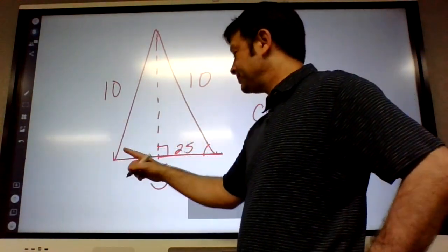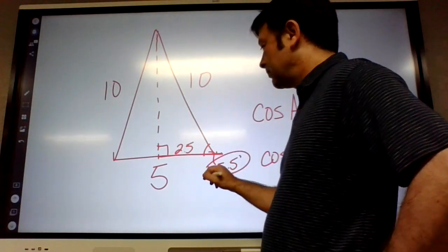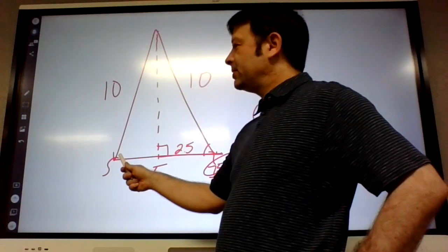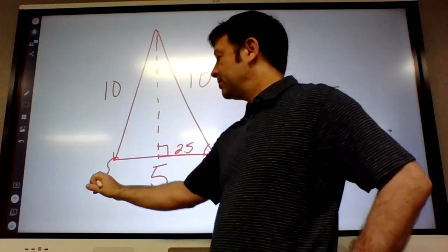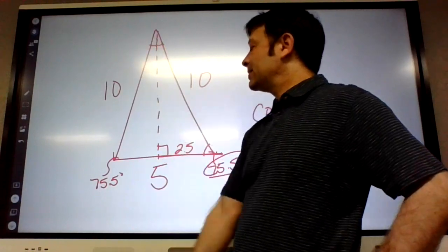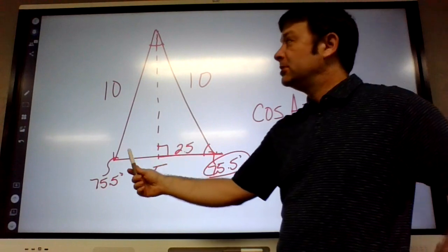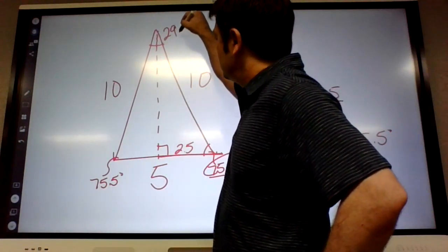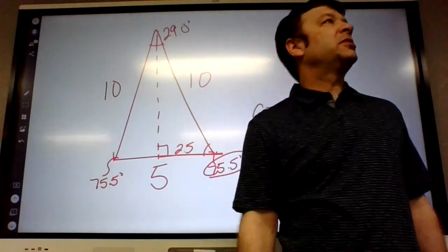All right, so that would be this angle. How about this angle? Yeah, same thing. Isosceles triangles have the same base angles. Also, these two triangles are identical. And how could I find the vertex angle? 180 minus these two, which are 151. 180 minus 151.